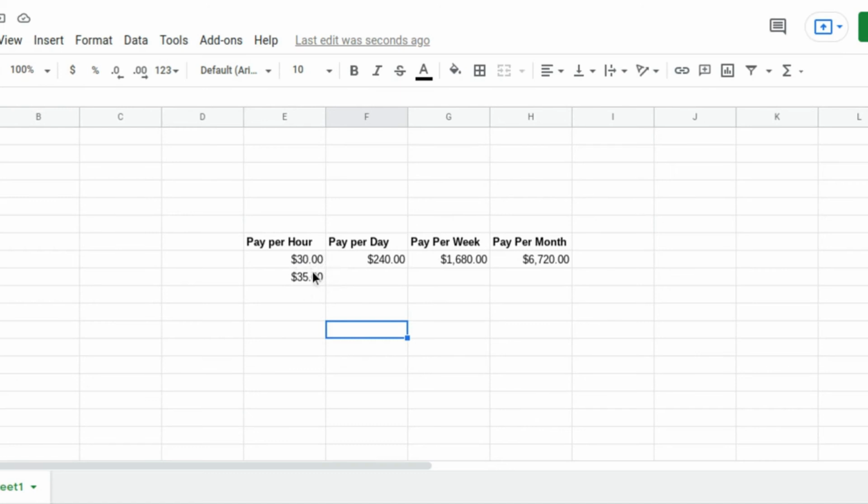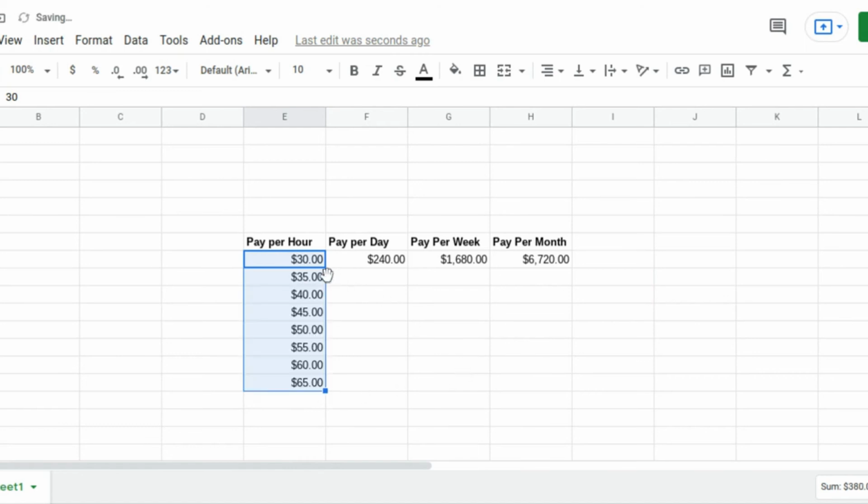If we want to continue that pattern, we would highlight both of these together, and then you see how I get to that little corner there at the bottom of that cell? Pull that cell down. I think we'll go right to there. And you see how it now goes by fives. We have a pattern, 30 to 35. It goes 35, 40, 45, 50, 55, 60, 65.